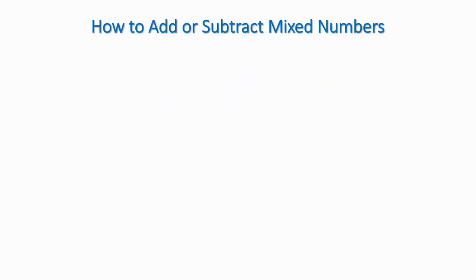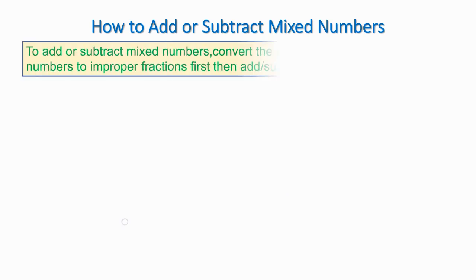Hi, today I am going to be showing you how to add or subtract mixed numbers. To add or subtract mixed numbers, we need to convert the mixed numbers to improper fractions first and then add or subtract. For our example, we have 1 and 2/3.